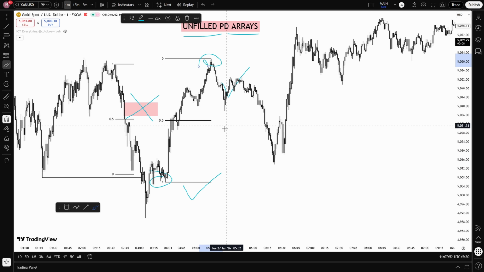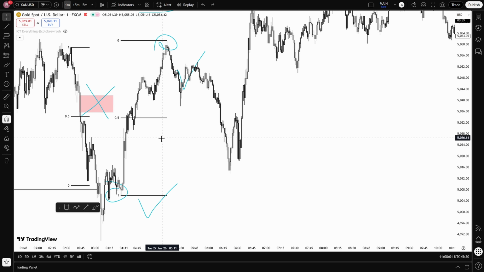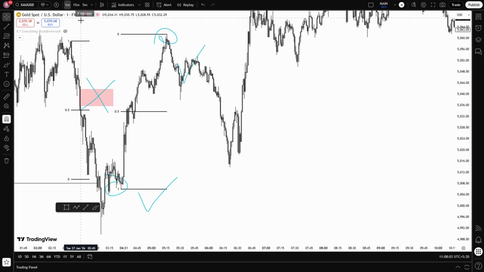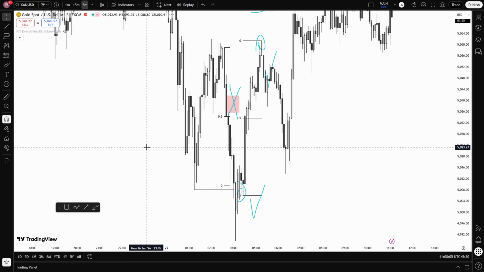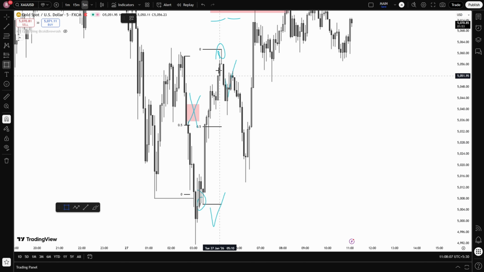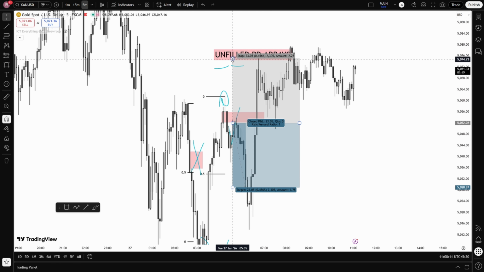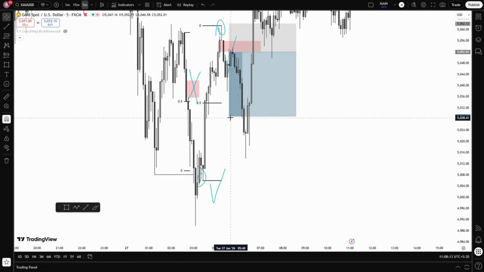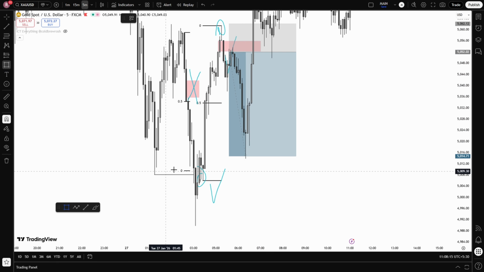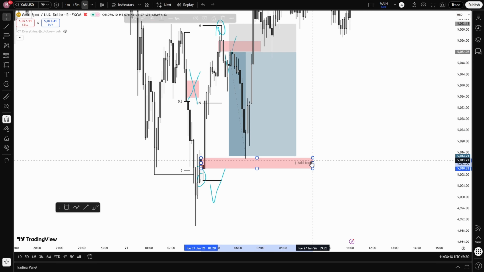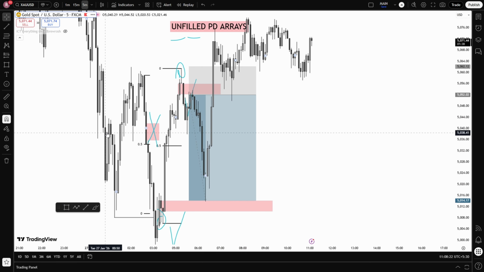Now, there are two main ways you can use these unfilled PD arrays in your trading, and both of them are very powerful when used correctly. First, you can use unfilled PD arrays as entry locations. Second, you can use unfilled PD arrays as targets, meaning areas where you take profits or partially exit trades. Using them this way can help you avoid a lot of unnecessary losses, and at the same time, it can help you find better quality trade opportunities with more consistent results.